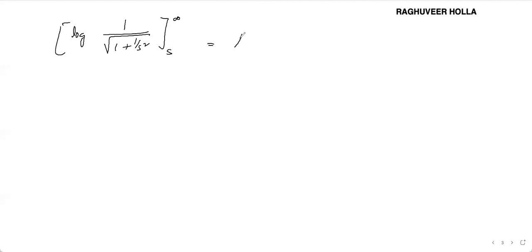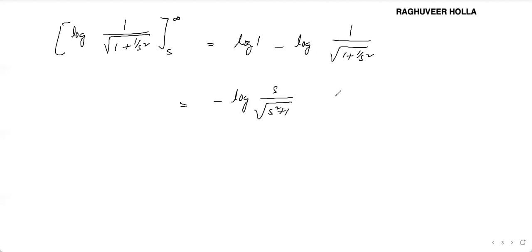So let us substitute it. Log 1 minus log 1 by square root of 1 plus 1 by s square, or this will be log s by square root of s square plus 1, or this will be log square root of s square plus 1 by s. Okay.